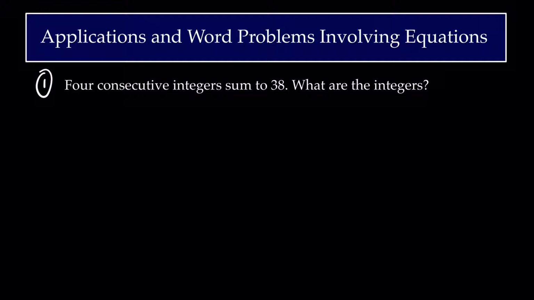You've got 4 consecutive integers that sum to 38. What are the integers? So what this is saying here is that you have 4 numbers. Integers are like whole numbers, but they can also be negative. So we're looking at 0, 1, 2, 3, 4, 5, 6, 7, 8, 9, 10, up forever, and also all of the negative whole numbers: -1, -2, -3, and so on and so forth.